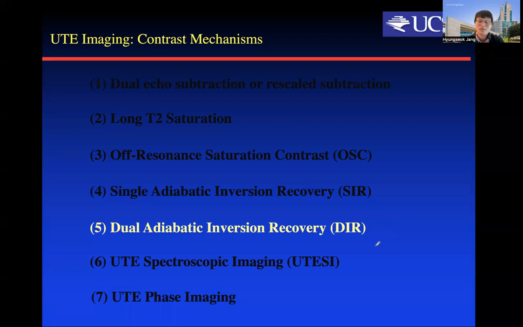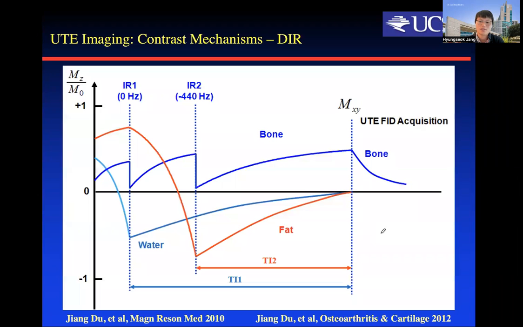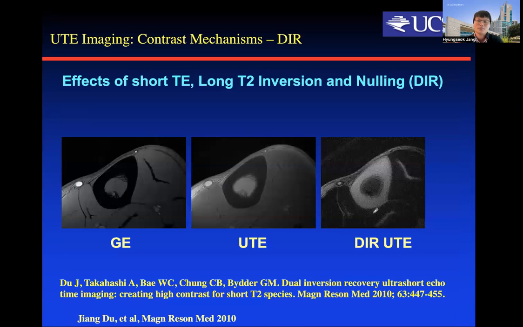Okay, so another thing is, now we use two inversion recovery pulses. The first one is to tip the water in the longitudinal direction, and the second pulse is just to suppress the fat. And then we can get both the water and fat longitudinal signals suppressed at a certain point. And then we can do UTE imaging to get the short T2 contrast. So again, this is the dual IR UTE. You can see it's quite a nice bone signal with the other tissues suppressed.